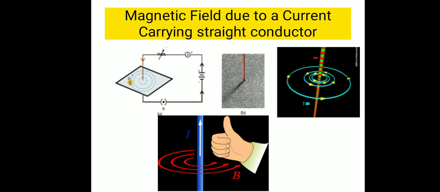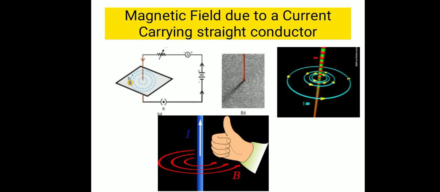In this video, let us discuss three important points: the magnetic field due to a current carrying straight conductor, the second one due to a circular loop or coil, and the third one due to a solenoid. Now let us discuss the first one, the magnetic field due to a current carrying straight conductor.